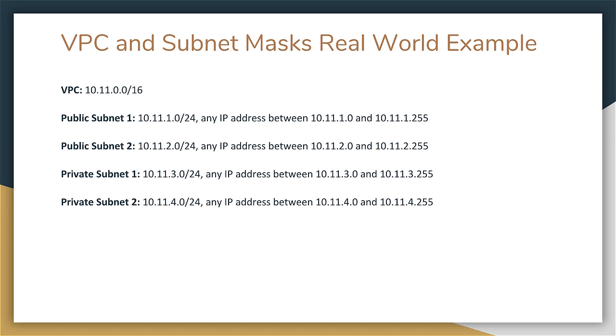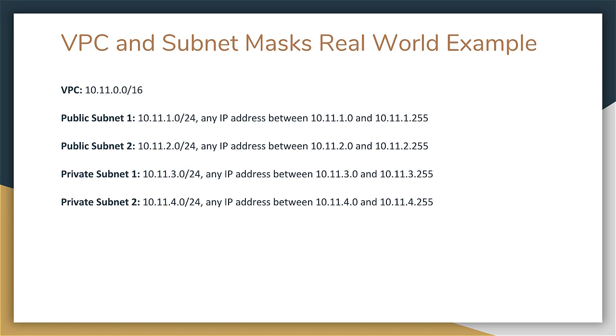And our first public subnet can then be 10.11.1.0/24. So /24 means our last octet is available as an IP address, and we can make it anything between 0 and 255. So for our first public subnet, we can have any address that's between 10.11.1.0 and 10.11.1.255. So this gives us 256 total IP addresses we can work with. And this is the same for our second public subnet.